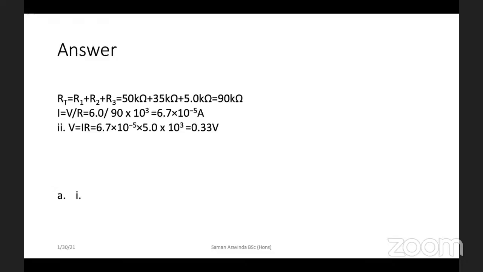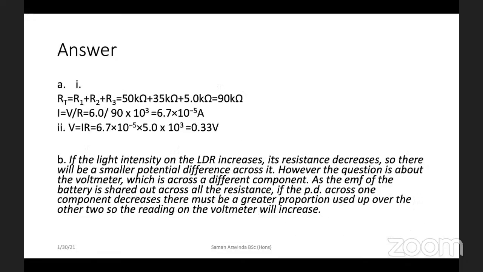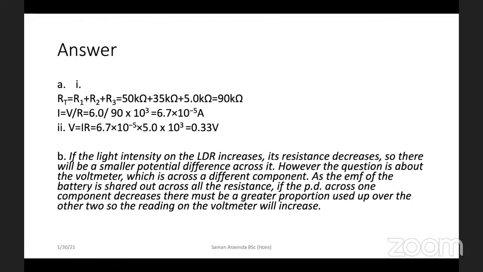All right, so let's write this answer properly. If the light intensity on the LDR increases, its resistance decreases. So there will be a smaller potential difference across it.